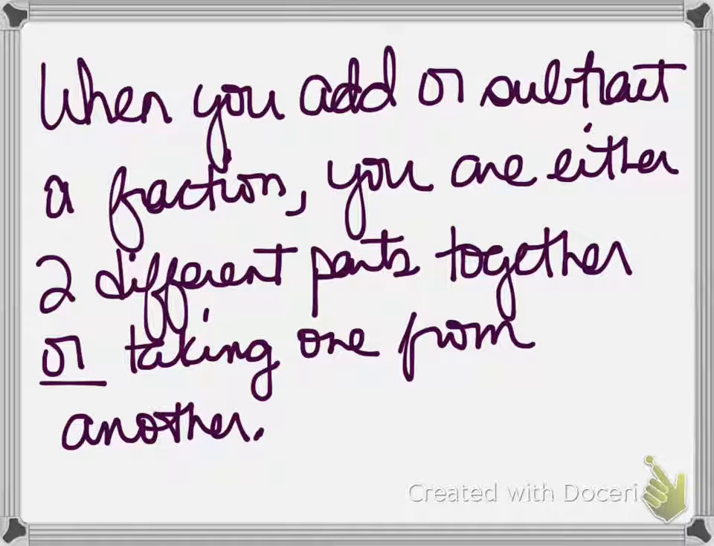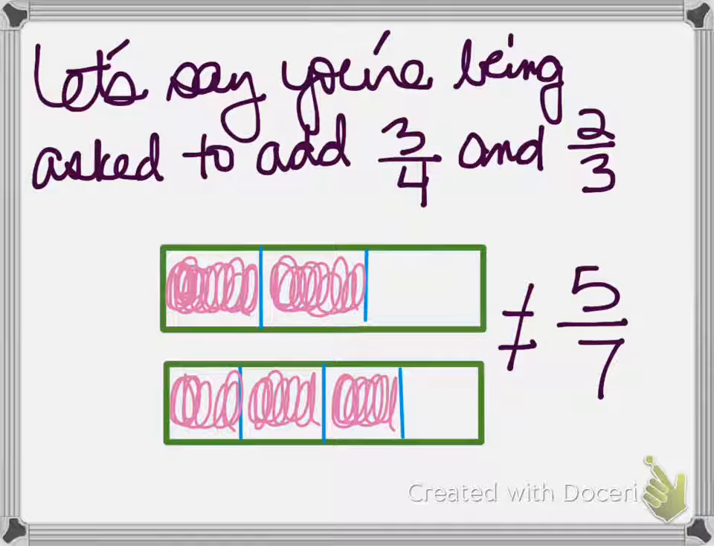When you add or subtract a fraction, you are either putting two parts together or taking one from another. And that's really important to conceptually understand. Let's say you're being asked to add 3/4 and 2/3. Lots of people will automatically say the answer is 5/7 because, well, it makes sense. 3 plus 2 is 5 and 4 plus 3 is 7.